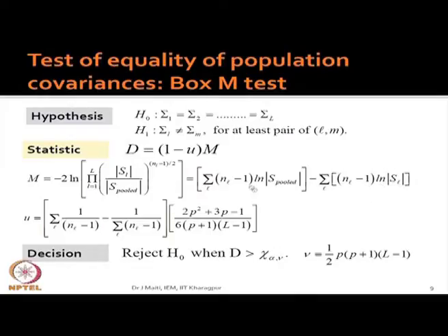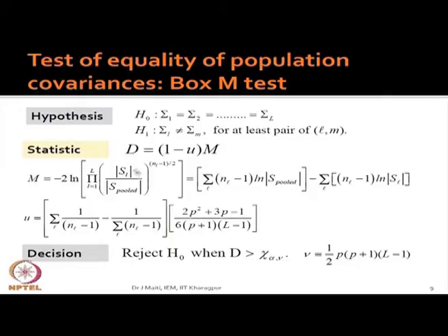This is our M value. Okay. So this M value, and what is the U value? U is summation of L equal to 1 to capital L, 1 by N_L minus 1 minus 1 by this sum, into (2p square plus 3p minus 1) by 6 into (p plus 1) into (L minus 1). Okay. This is the development by Box.